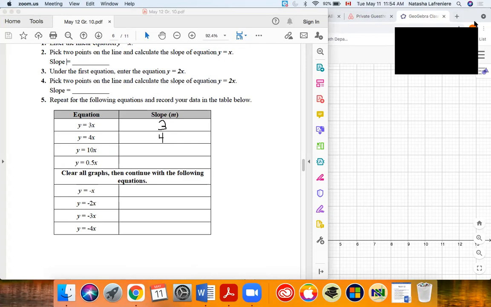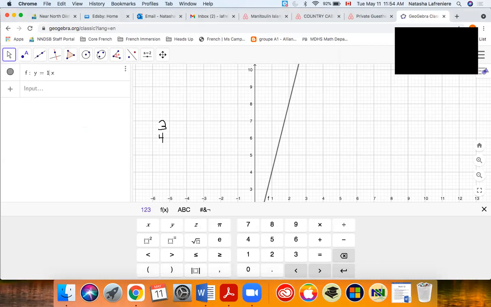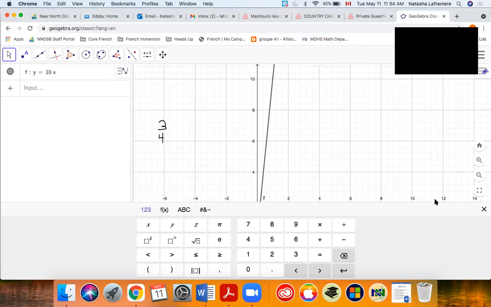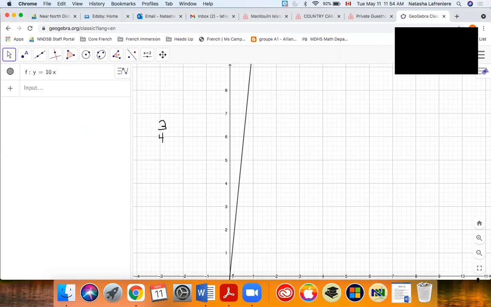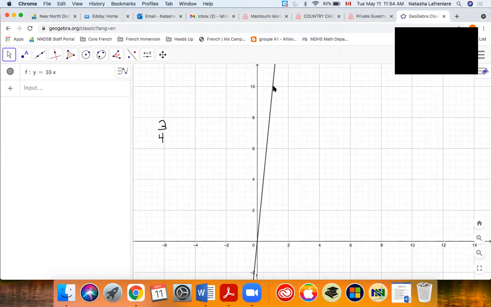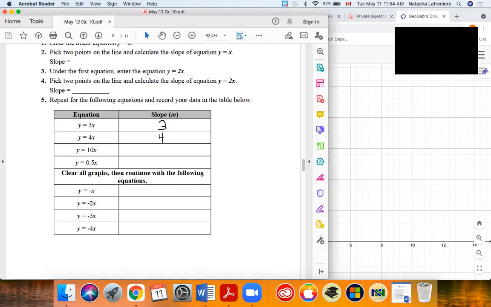What happens if we change it to 10? So if we have 10x, we go back to our graph. So 10x should change at some point. There you go. We're going to zoom in again. Oh, I guess we can't. It gets so big that you can't really. But our rise becomes 2, 4, 6, 8, 10, and then our run is 1. So our slope becomes 10. So as you're seeing, the number that is in front of the x is going to be your slope.